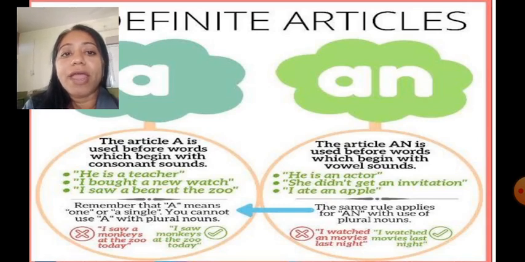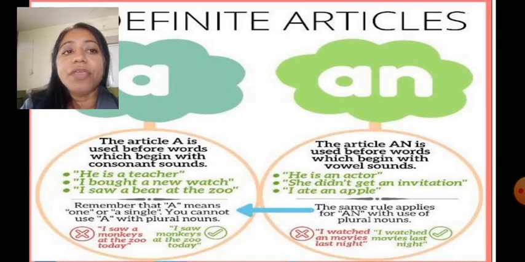But remember that a means one or a single. You cannot use a with plural nouns. For example, we cannot say, I saw a monkeys at the zoo today. We will only say, I saw monkeys at the zoo today.